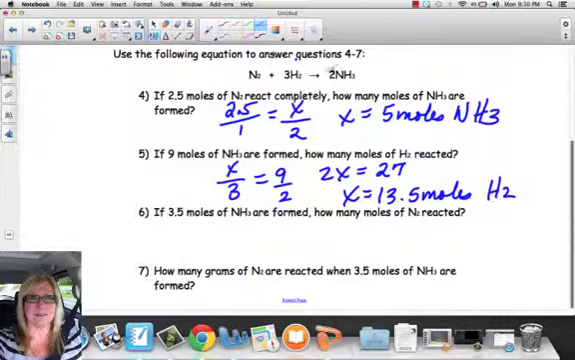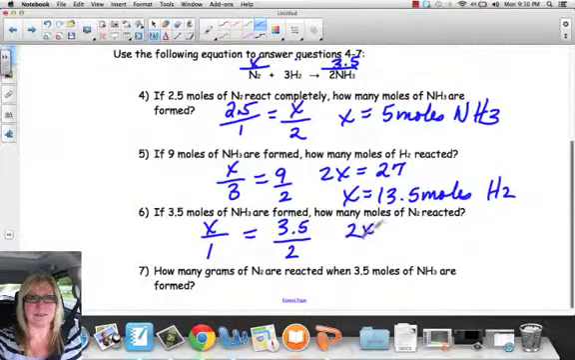If 3.5 moles of ammonia, so 3.5 of ammonia, are formed, how many moles of N2 reacted? So I've got x over an unspoken 1 equals 3.5 over 2. Cross multiply, 2x equals 3.5. Therefore, x, half of 3.5, is 1.75 moles of N2.